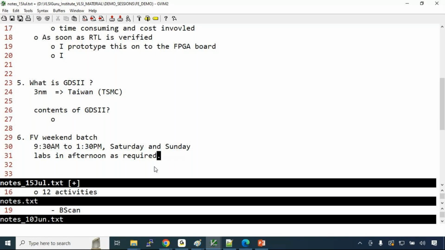But one advantage of weekends only is that weekends will have less participation, hardly 3 people. Tell me what time I will take to teach 30 people. I can teach the same thing in half the time for 3 people, right? That's what typically happens in the weekend batch. Is it clear to you?